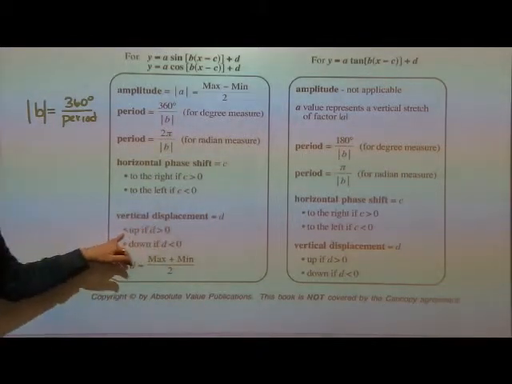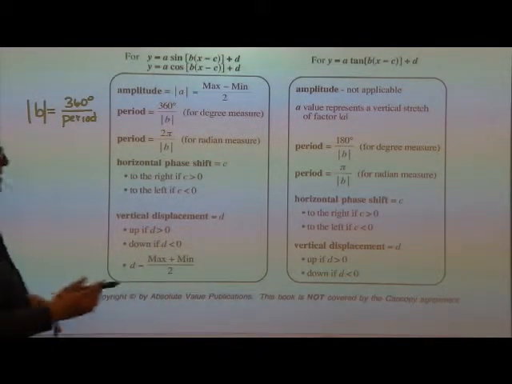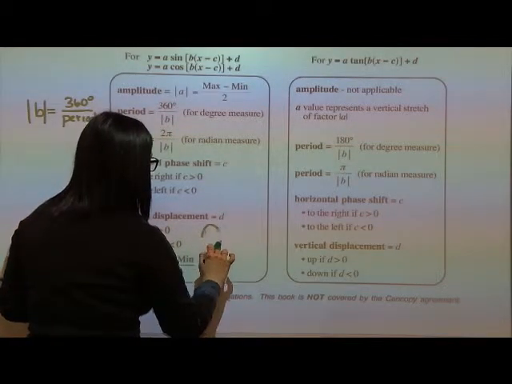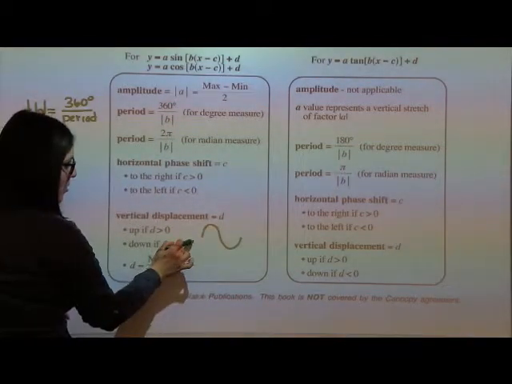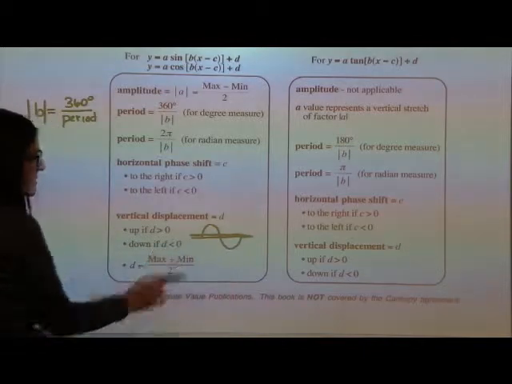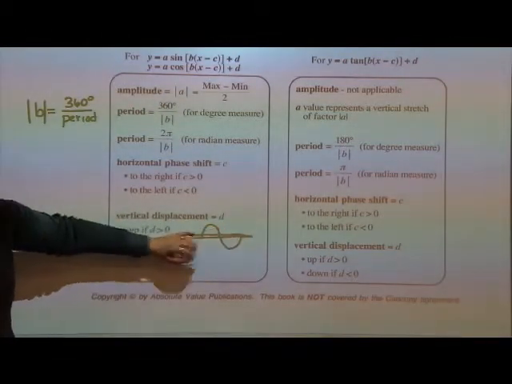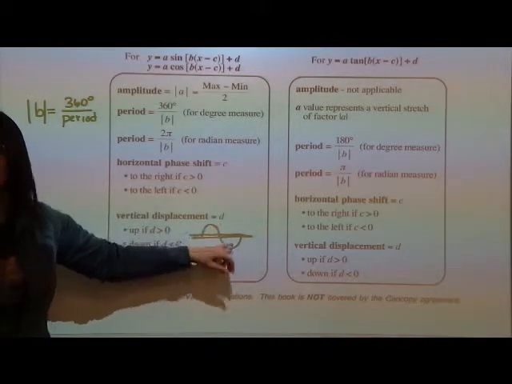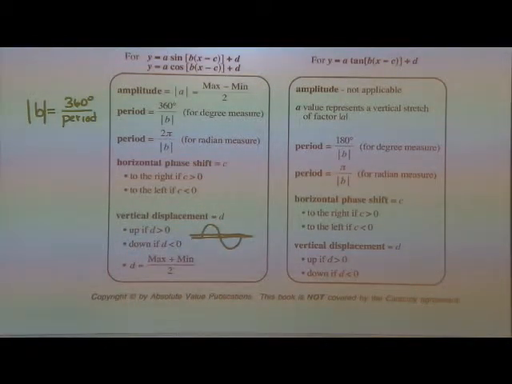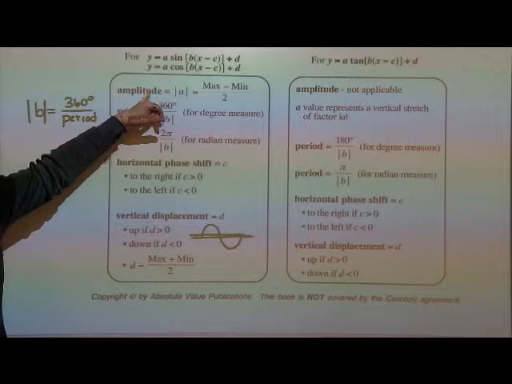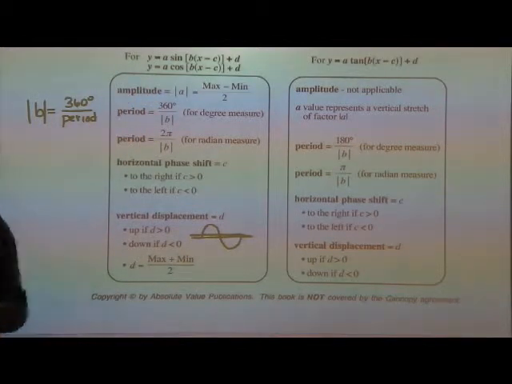The vertical displacement is the center of the graph. So if my graph is a sine graph, the vertical displacement describes where this line is. So I can find that line by finding the average between the max and the min. So I add them together and divide by 2, and that would tell me where the vertical displacement is. So it's different from the amplitude. The amplitude is finding the distance, or halfway between them, so it's subtraction.